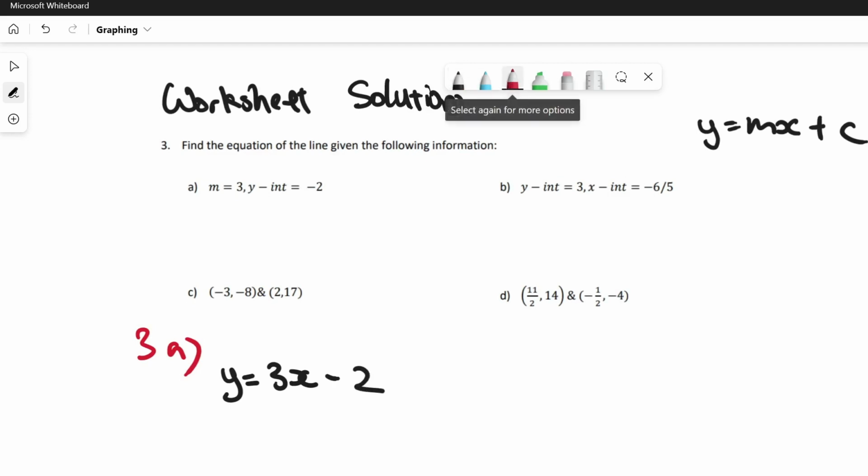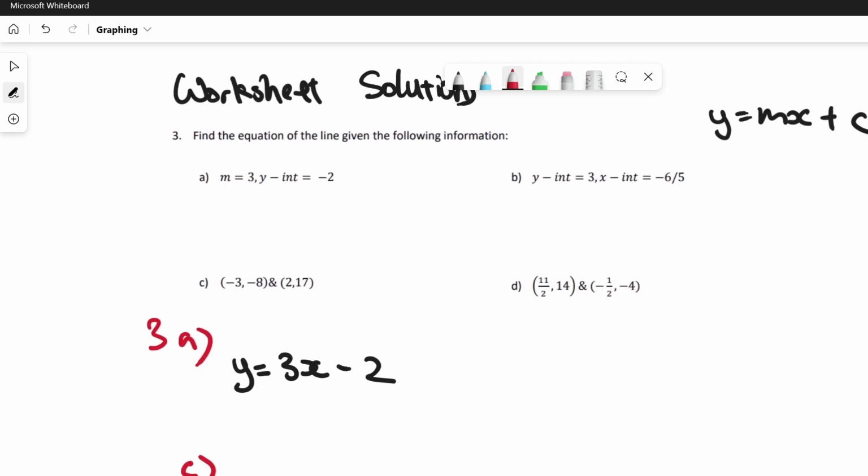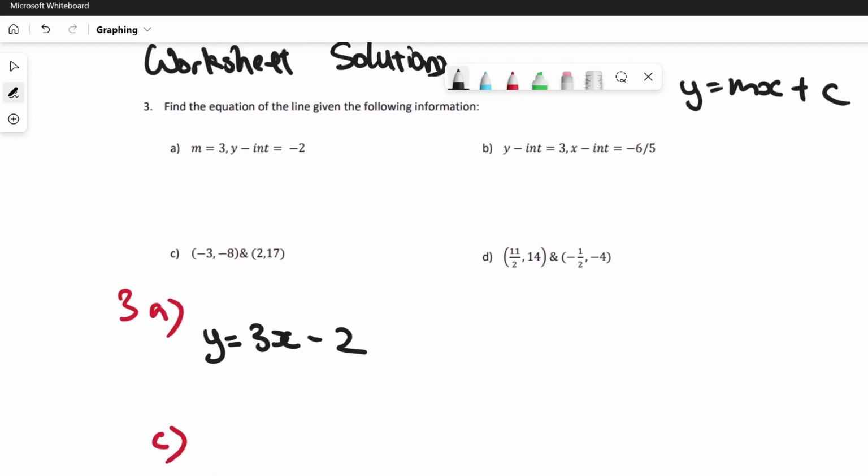And now the tricky ones. We'll actually skip b for now and we'll get back to it later. We'll go to c first. So it gives you 2 points. Remember, the first step is working out the gradient. And how we do this is we use the formula y2 minus y1 over x2 minus x1.